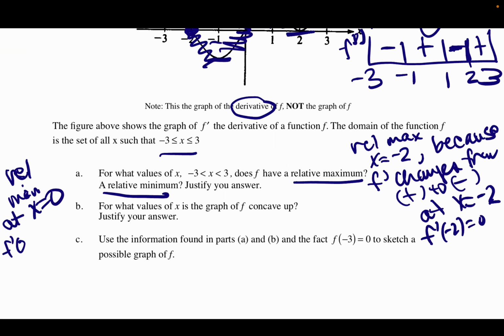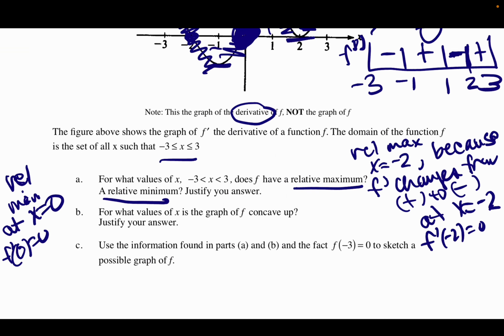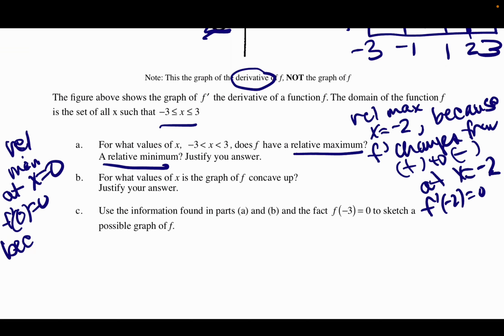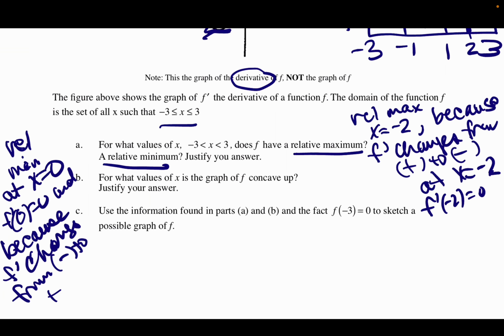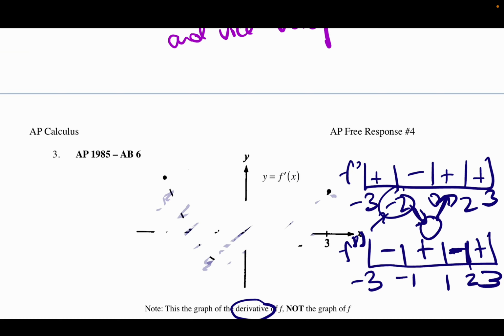F prime of 0 equals 0, which makes it a candidate for a critical number because this is the derivative we're looking at, and our derivative changes from negative to positive at 0. So I'll say because as f prime changes from negative to positive. Doing these charts first before you ever start really saves you from overthinking things.